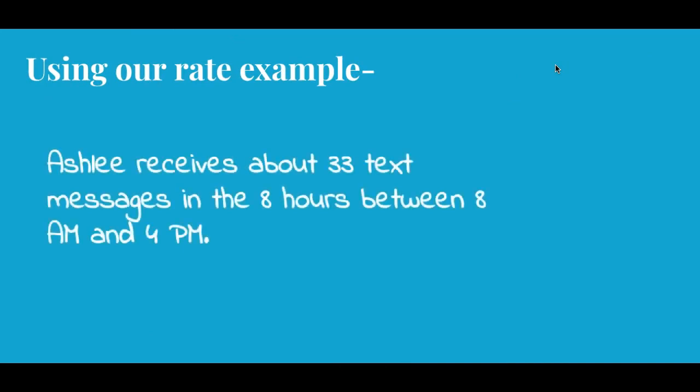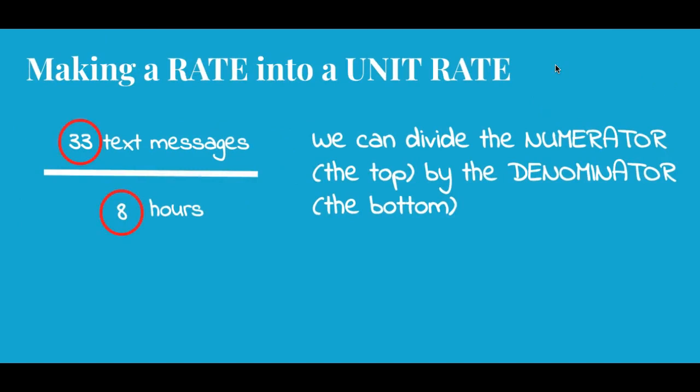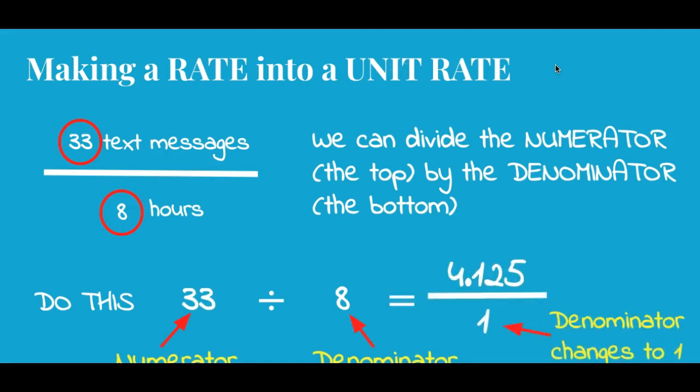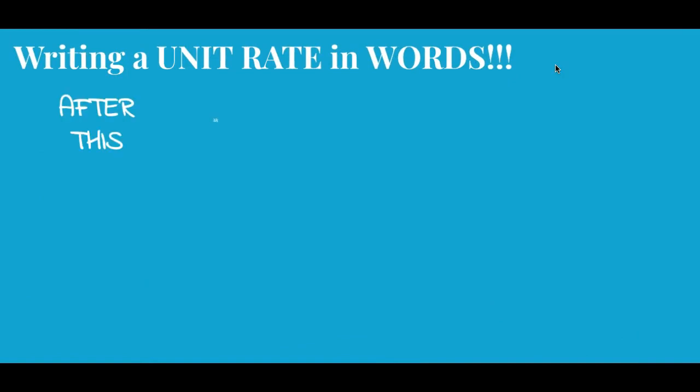Let's go back to our example with Ashley. We got 33 over 8. And remember, we said that anytime you have a fraction, it is basically a division problem. So we end up with 33 divided by 8, which gives us 4.125 units per 1, right? So she's basically sending 4.125 text messages per hour. She texts them real slow, basically.